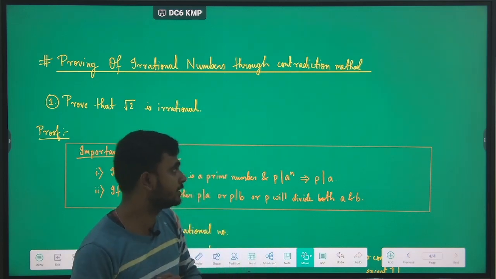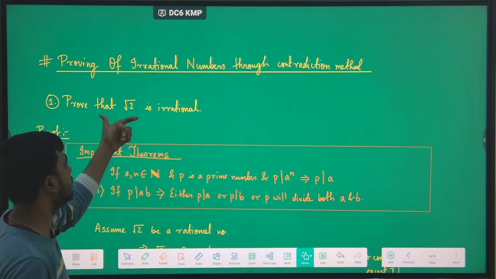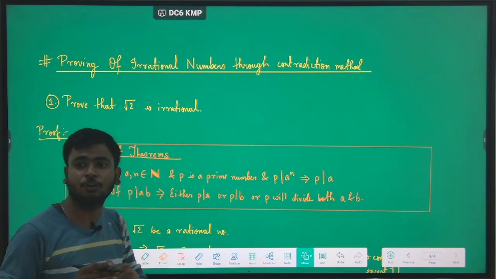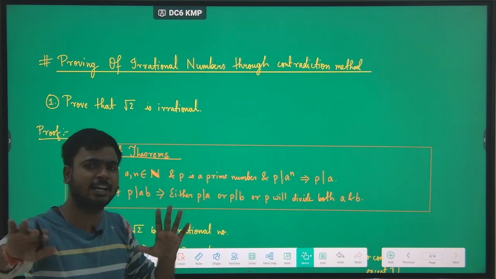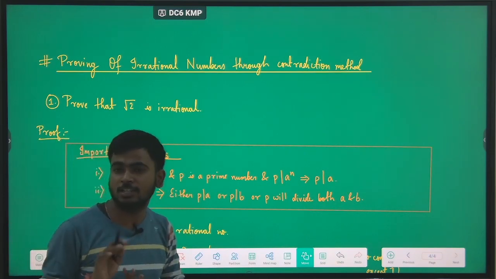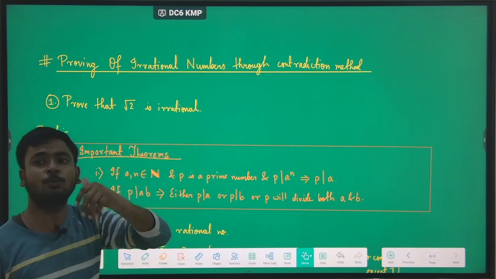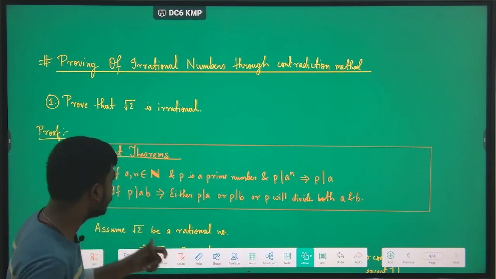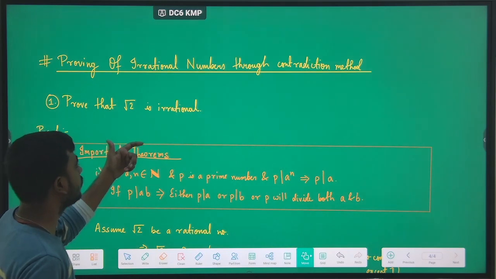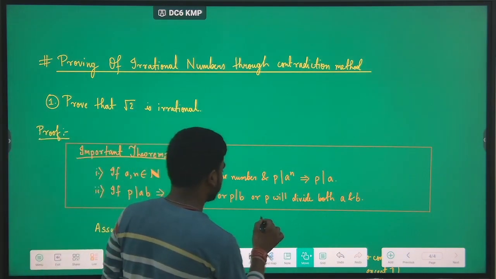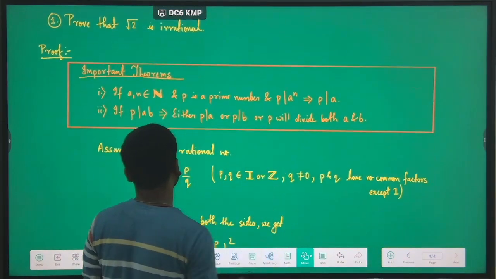For example, if we are proving that root 2 is an irrational number, first of all, let us suppose that root 2 is not an irrational number. We are thinking the opposite of that. So we are supposing that root 2 is a rational number.